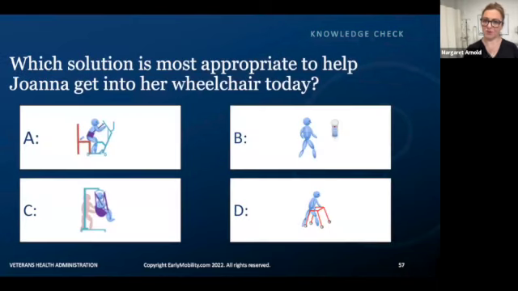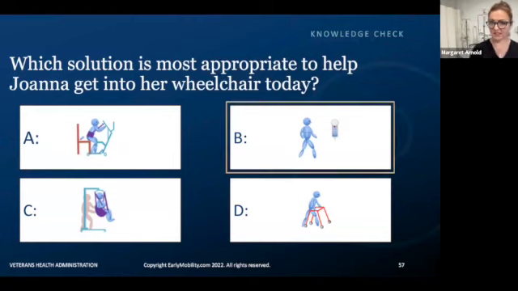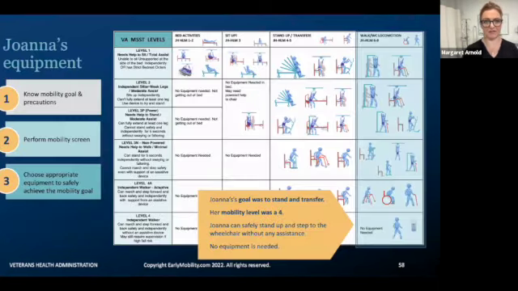Which solution is most appropriate to help Joanna get into her wheelchair today? A, a powered stand aid. B, no equipment. C, a lift. D, a walker. Joanna doesn't need any equipment. She's safe to transfer into the wheelchair by herself. So again, we go across the top of the bridge document and find the goal, standing or walking. We find that she is independent and she can do it without any help.